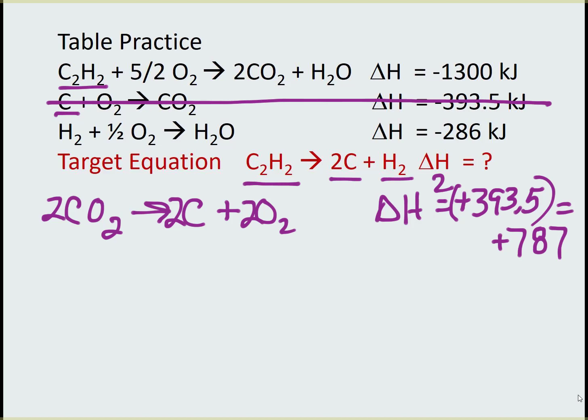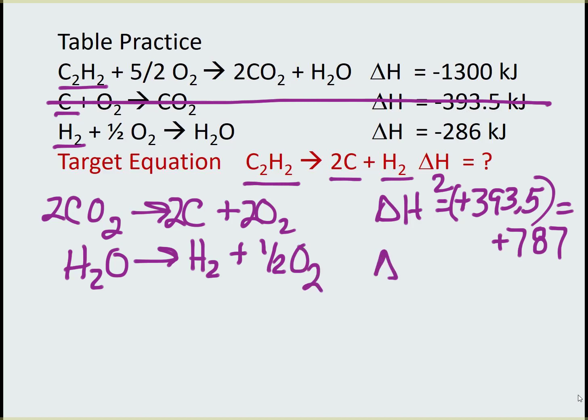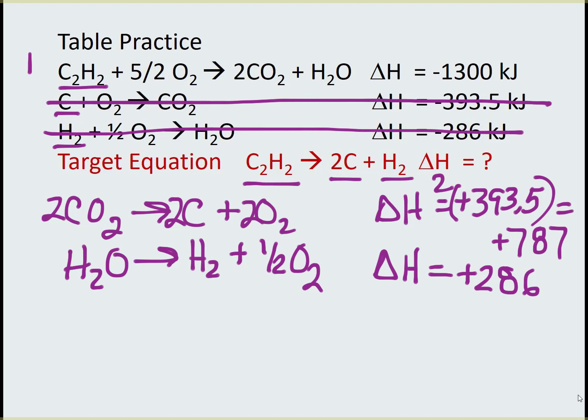So we have H2, and it's in this equation, but it's on the incorrect side. So let's go ahead and flip it. And that will change my delta H to a positive 286. And do I have the correct amount? Yes, 1 mole and 1 mole. And I'm just going to cross that out. So let's go ahead and add these equations up. So we have equation 1, equation 2, and equation 3 to add up.